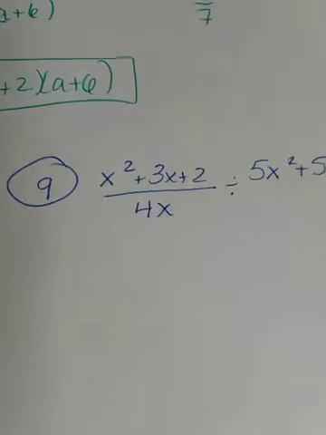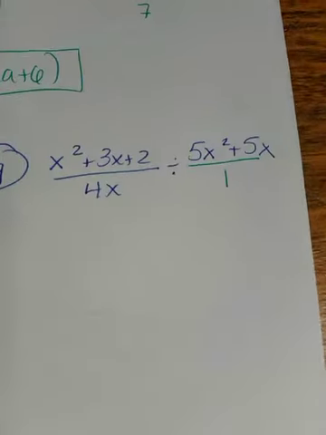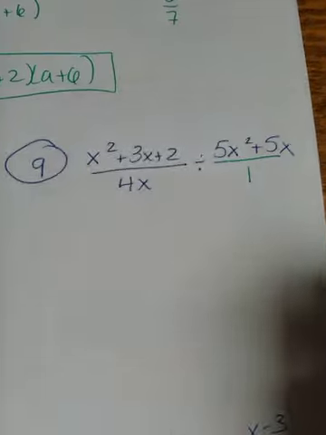Number 9. Okay, same deal here. I want to try to factor. Again, I would encourage you to write that second piece over 1 just so you remember what you're doing. So your first numerator, factors of 2 that add to 3.